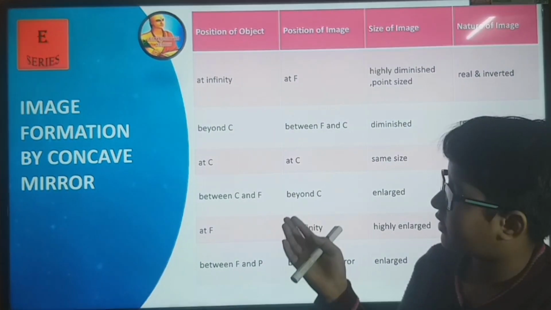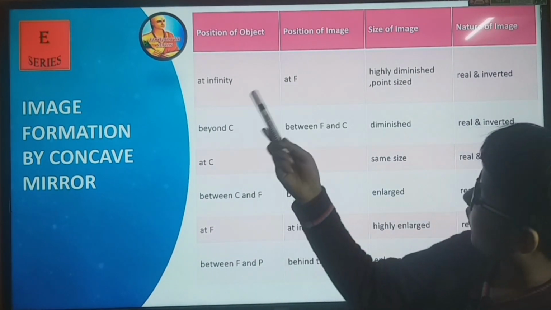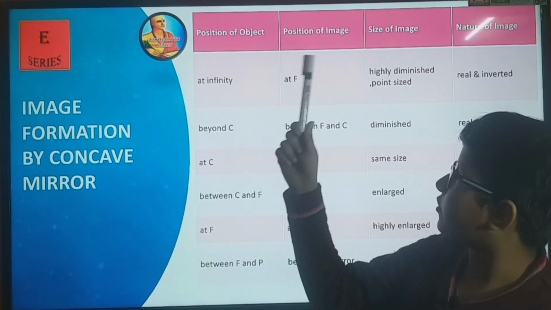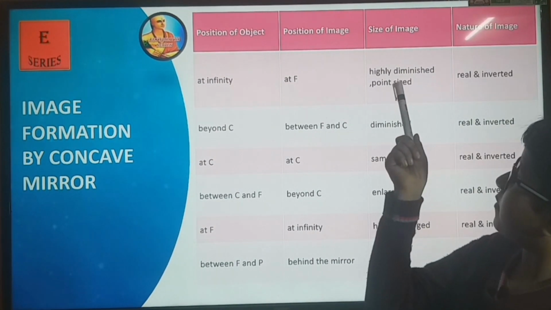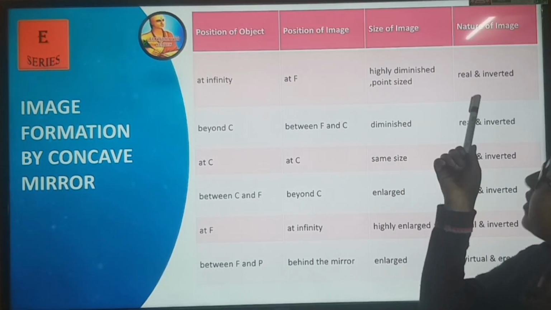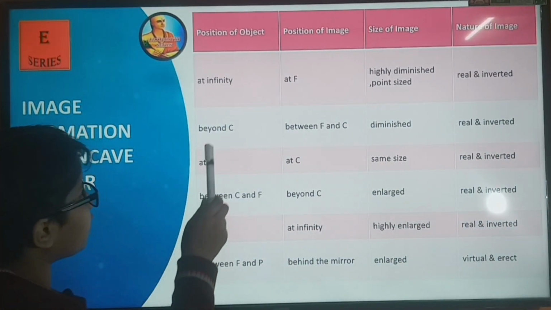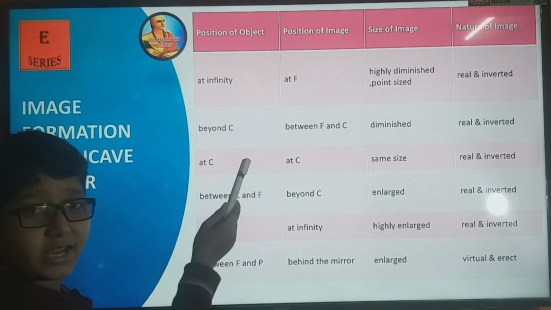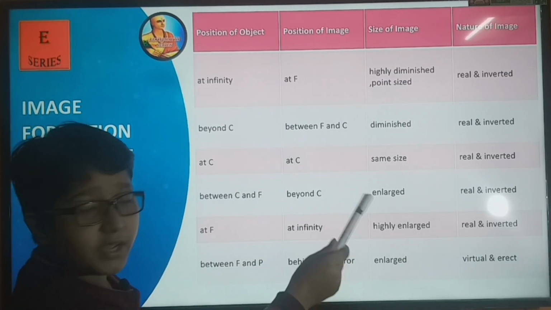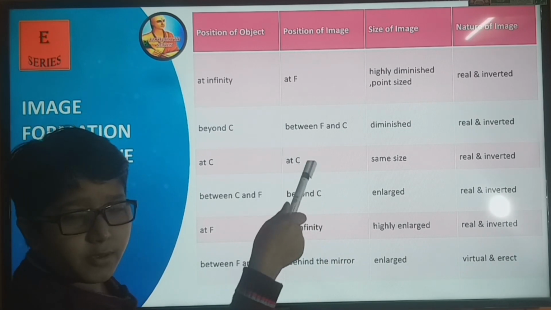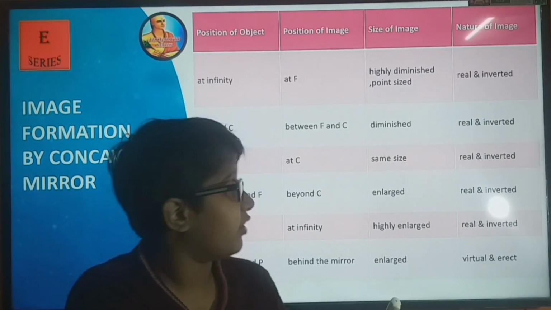So this is for the image formation of the ray diagram by concave mirrors. This is the first ray diagram. The object is at infinity. The position of the image will be at F. Size of the image highly diminished. Nature, real and inverted. Come here. Second ray diagram, position of the object beyond C. Position of the image between F and C. Size of the image diminished and nature of the image real and inverted.